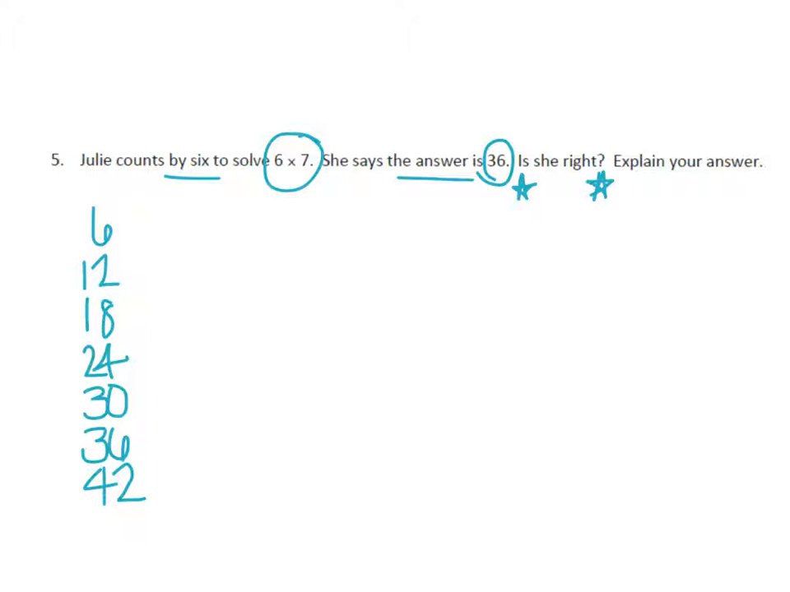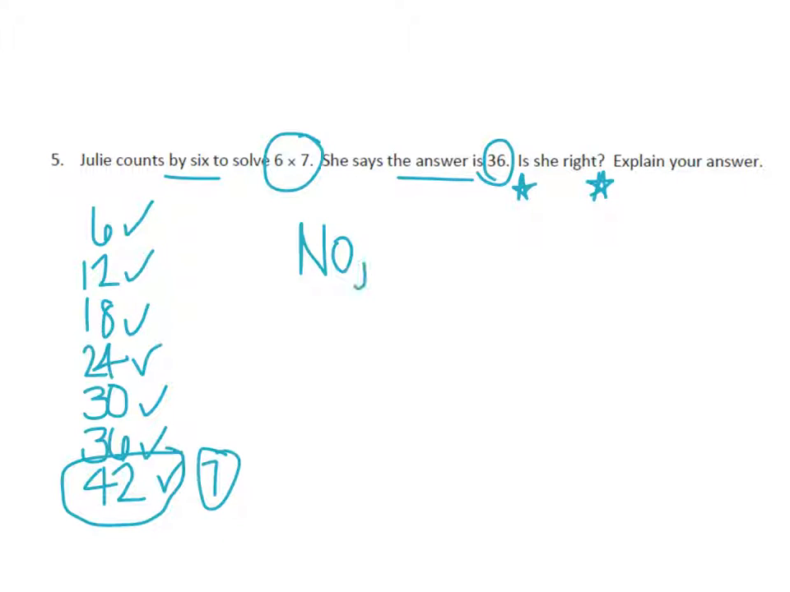42. And let's see how far I've counted so far. 1, 2, 3, 4, 5, 6, 7. Okay, so I've counted 7 times and I got an answer of 42. In the problem it says Julie says that the answer is 36. Is she right? So I'm going to write my statement to say no, she is not correct.